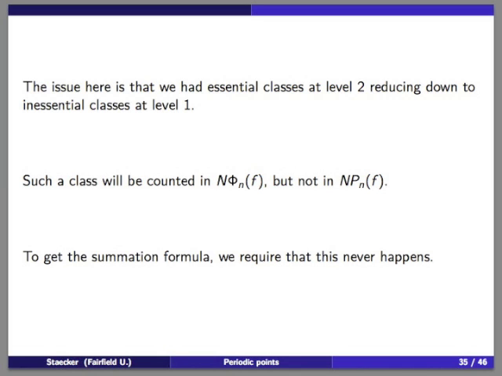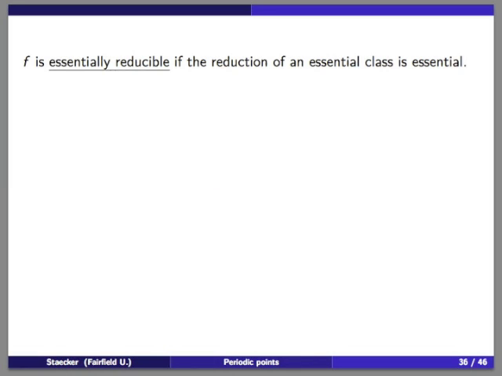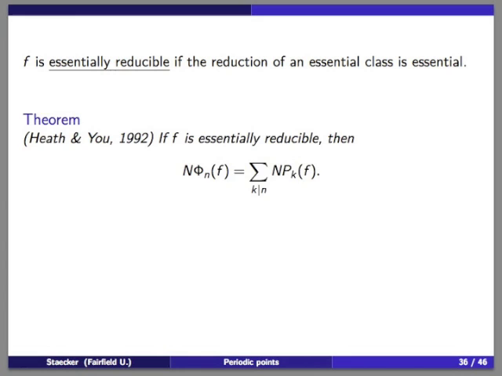If you want the sum to work, then you just have to require that that never happens, what I said at the top. So the name for this is essentially reducible. You say f is essentially reducible. It means the reduction of any essential class is also essential. That is not the case for the example that I just talked about. All right? And there's a theorem about this, Heath and you. If f is essentially reducible, then you actually have the equality. And it's not difficult to show this.